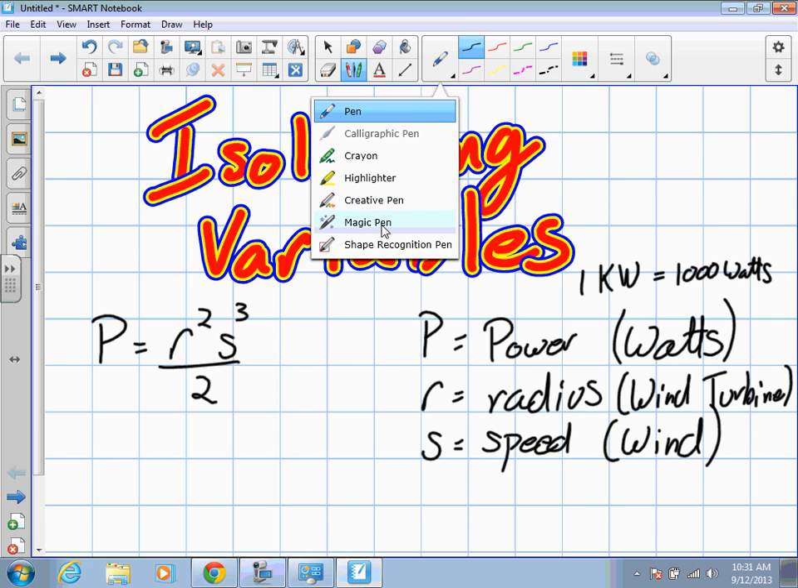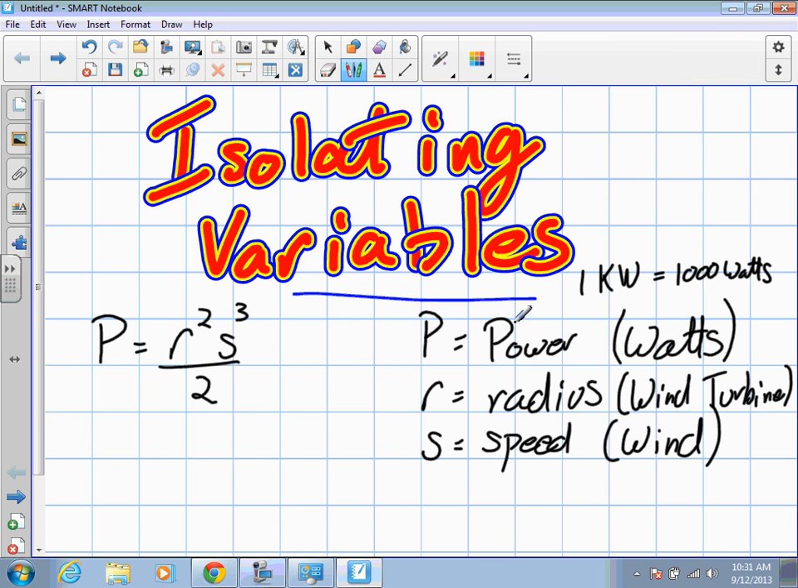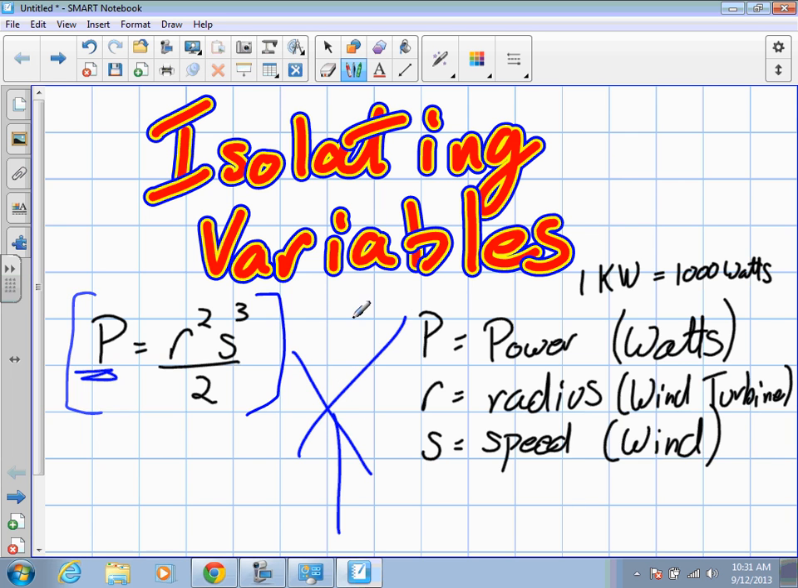Okay, so this question deals with isolating variables. I haven't written the entire question out, but I'll just tell you out loud what it says. This formula represents how much power is generated by a wind turbine. You guys know what those wind turbines are? They spin around. They collect energy.